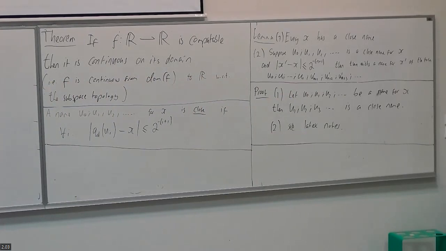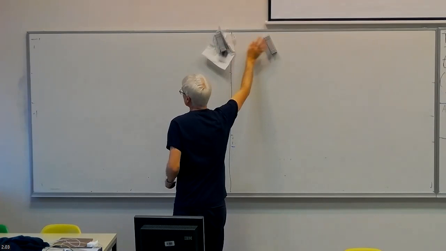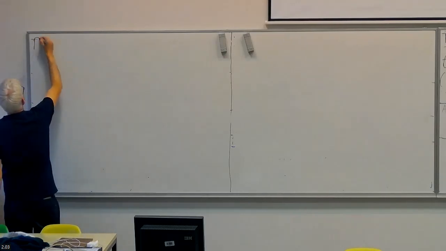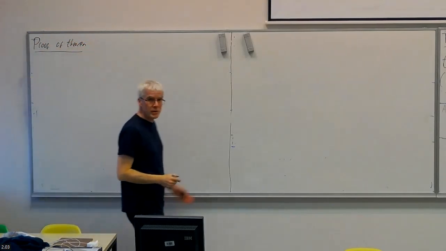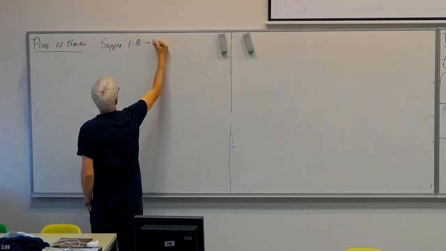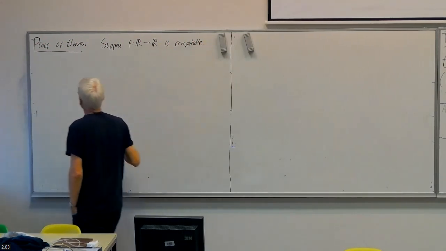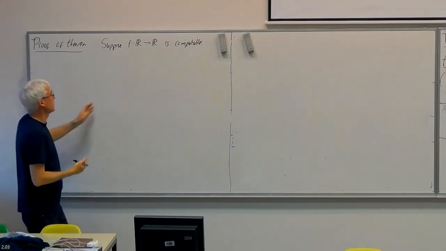Okay, so now we can prove our last theorem of this part of the course that is going to be written examinable. So the proof of the theorem. Suppose f is computable, a partial function from reals to reals. If it's computable, that means we have a computable function on names that computes f.